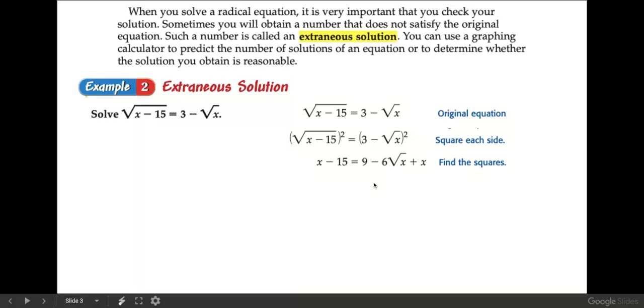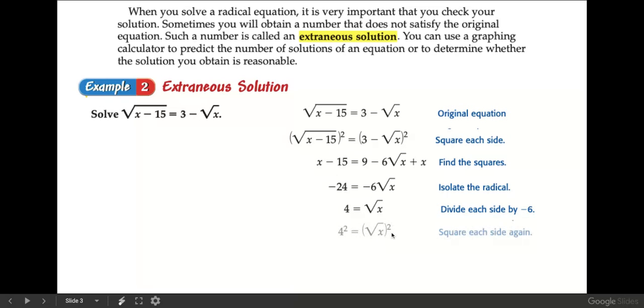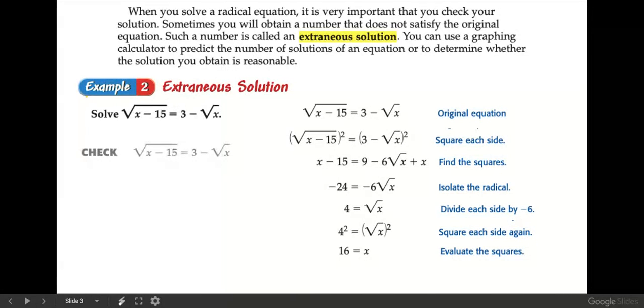Now I have to continue to solve this. I'm going to subtract x from each side, and then subtract 9 from each side. That leaves me with negative 24 equals negative 6 radical x. Divide both sides by negative 6, so I get 4 equals radical x. Square both sides, and I get x equals 16. So now I have found my solution, x equals 16, and I need to check it and make sure that it actually works.